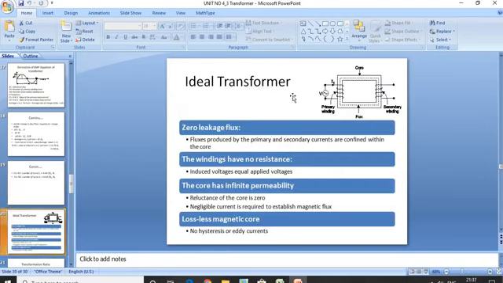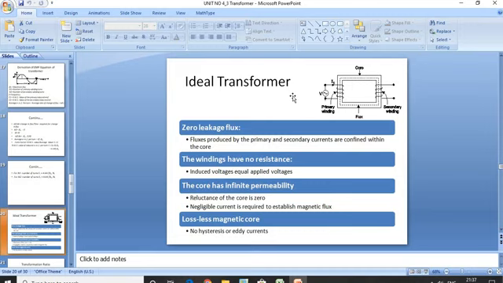Now the concept of ideal transformer. In case of ideal transformer, there is zero leakage flux. That is, the fluxes produced by the primary and secondary currents are confined within the core. That means the flux which is produced in the primary, the whole flux is linked with the secondary. There is no leakage in the flux. Then the windings have no resistances, so there is no drop in the voltages. So whatever induced EMF, they are equal to the applied voltages.